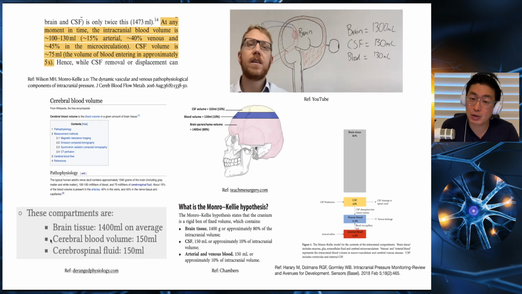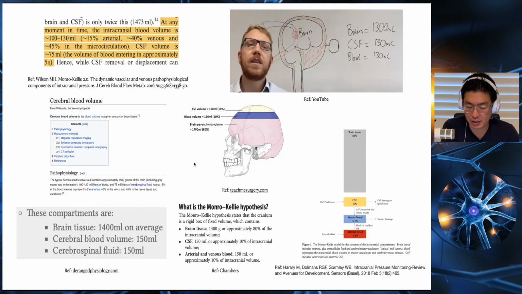And then also look at the ones from Deranged Physiology, which I think is an excellent website. Don't get me wrong, excellent summary of a lot of the key ideas. But on Deranged Physiology, you've got brain tissue 1400 mils, cerebral blood volume 150 mils, CSF 150 mils. Where did they get this from? They got this from Chambers, right? So Chambers has exactly the same values here.